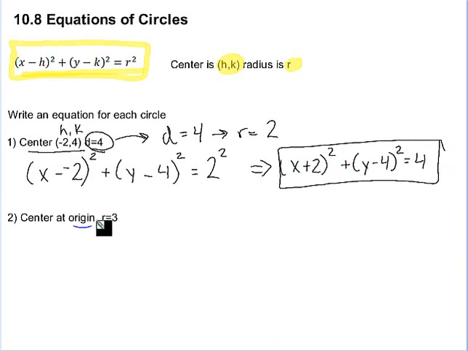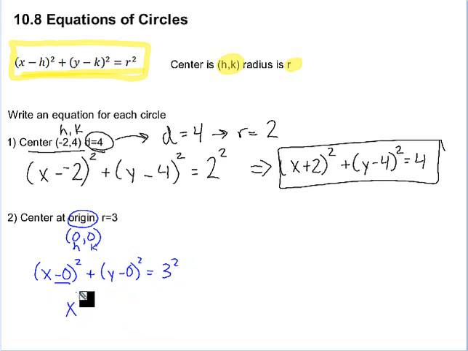Second example, we're centered at the origin. The origin is just the point (0, 0). So that's going to be our h and our k. Then we'll follow our formula. (x minus 0) squared plus (y minus 0) squared is equal to r squared, or 3 squared. Well, x minus 0 is really just x, and y minus 0 is really just y. So x squared plus y squared is equal to 9. There's our equation of our circle centered at the origin with a radius of 3.